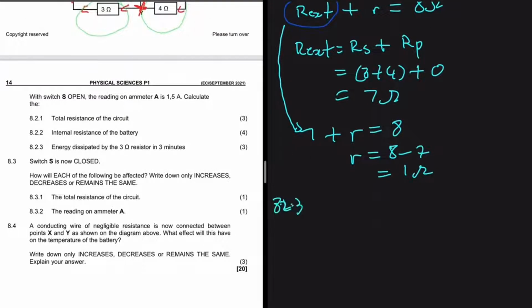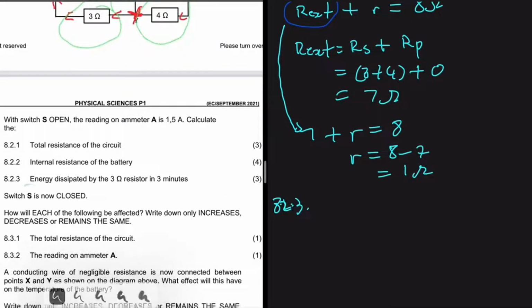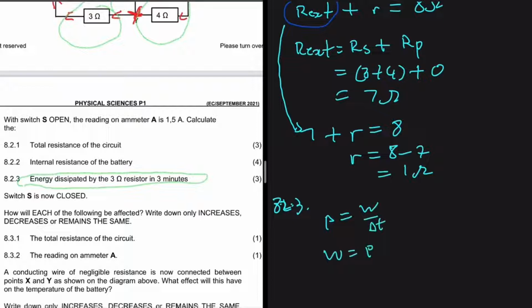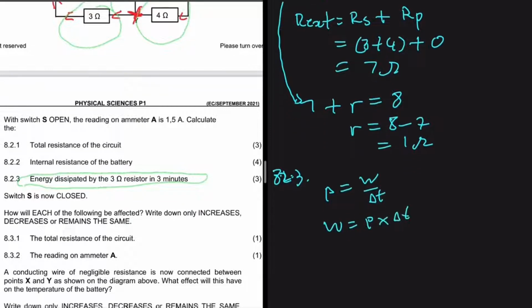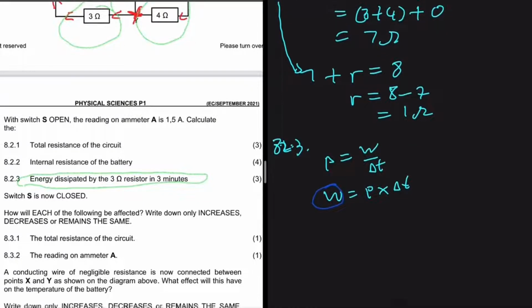8.2.3 says let's determine the energy dissipated by the 3 ohm resistor in 3 minutes. So in order to determine the energy, we know that the power equals the work divided by the change in time. So the work equals the power multiplied by the change in time. Every time the question says let's find the energy dissipated, we're looking for the work. But then the power can take different forms.